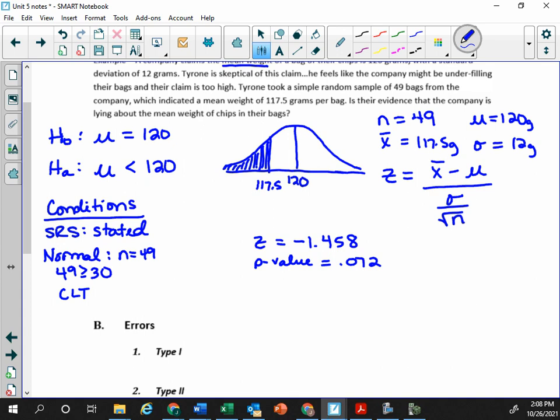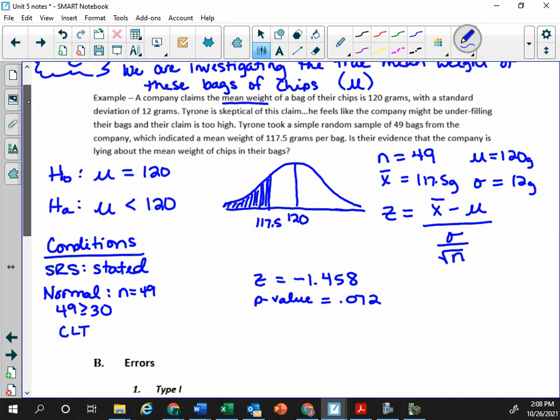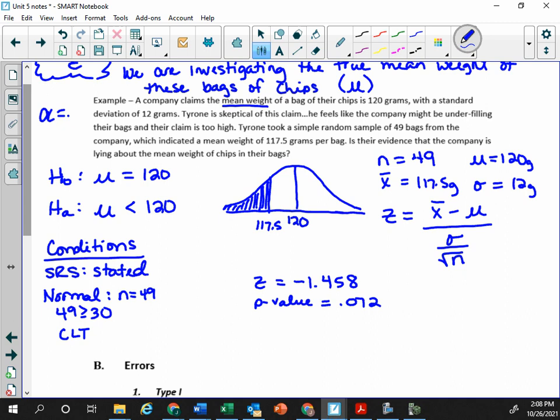So it's saying there's about a 7.2% chance of obtaining a sample with a mean of 117.5 grams if the true mean is 120. Now, 7.2% isn't a large percentage, but we're going to compare it to an alpha level of 0.05. That's the significance level we talked about earlier. It is not stated in the problem what significance level we should use. If it's not stated, you pick alpha of 0.05. So I'm going to write that off to the side here. Alpha 0.05. We're going to use that.